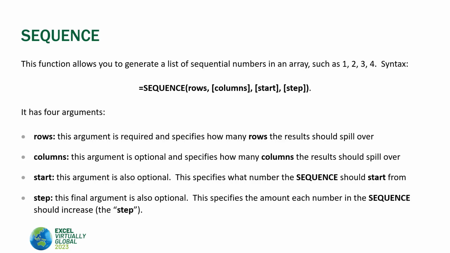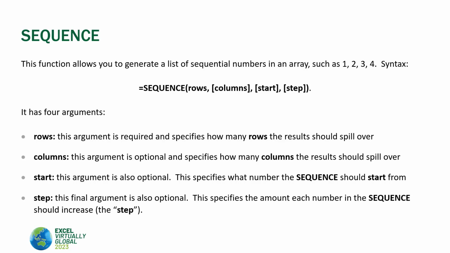Its syntax is given by SEQUENCE, open brackets, rows, and then the optional arguments of columns, start, and step. So let's have a look at the four arguments. Rows is required and specifies how many rows the result should spill over. And columns, this argument is optional and specifies how many columns, surprise, surprise, the result should spill over. And if it's omitted, the default value is 1.